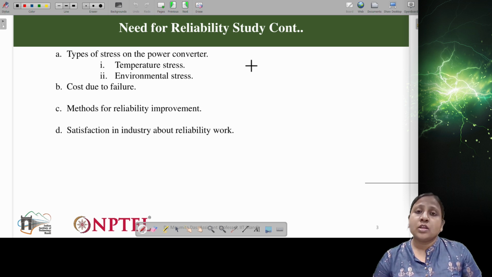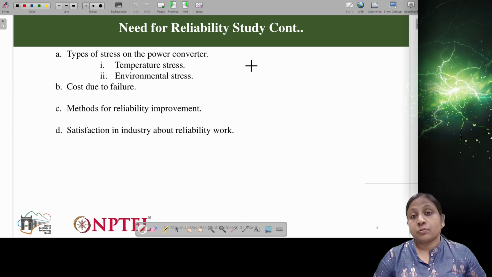the converter will be placed in a vehicle or car, and the car will be in a moving condition. So along with temperature there will be other factors which will also affect the device placed in the converter, or maybe if it is placed in an aircraft application, in space or a plane or anywhere, there will be a vibration effect also. So this will come under environmental stress.